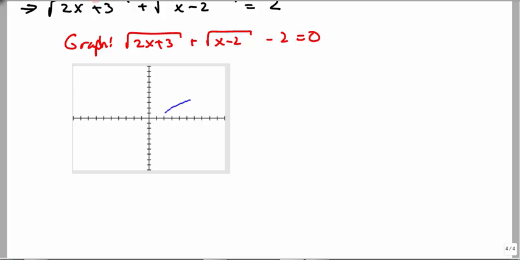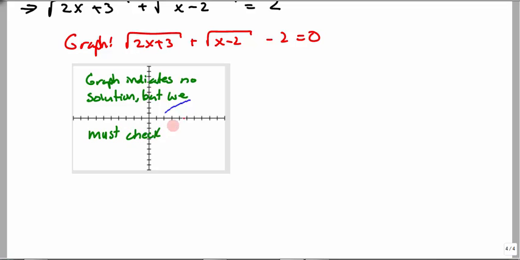So the graph indicates no solution, but we must check by hand. Because again, it could be that this graph comes out in this direction and eventually crosses down here, and maybe it's just not in my viewing window. So we must check. So let's go ahead and get started.